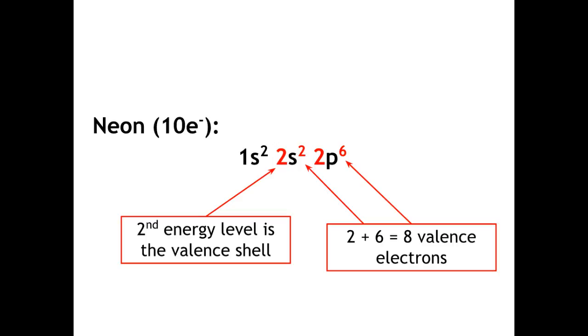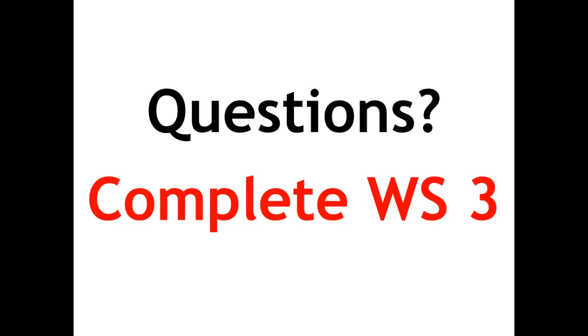Let's do neon. Neon is 10 total electrons. 2 plus 2 plus 6 is 10. 1s2, 2s2, 2p6. Notice how there are 2 sublevels given for neon in its outermost highest energy level, which happens to be the energy level of 2. So 2 is the 2nd energy level, and it is the valence shell, the outermost shell where electrons are found around the nucleus of neon. And we will just simply add those together, which would be 6 plus 2, 8 valence electrons for neon. Go ahead and start worksheet 3. Have fun.